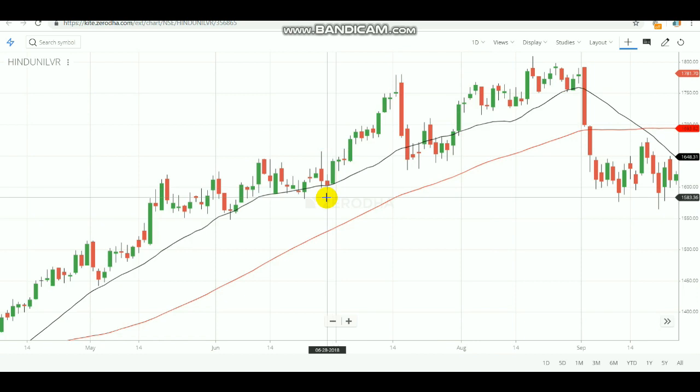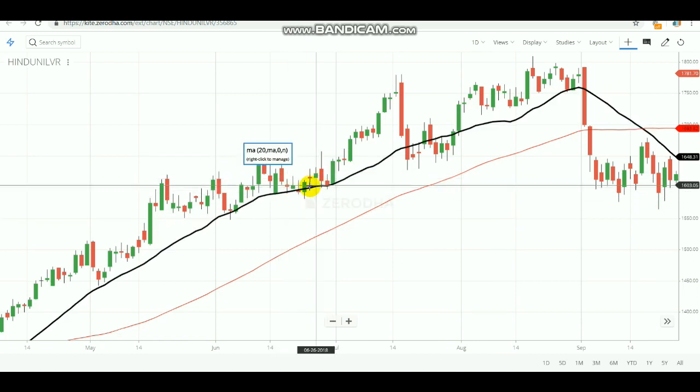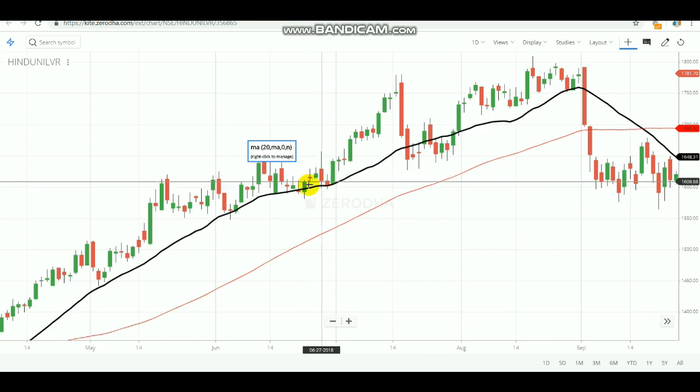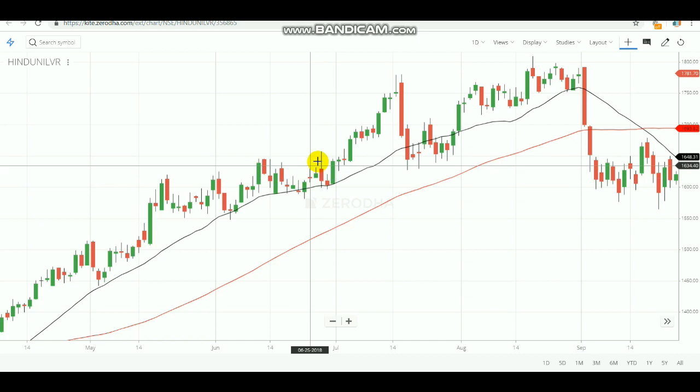Like this, if a candle closed below, and again the candle came up, that means it's showing that Hindustan Unilever is still in a positive trend only. So again you can make a perfect entry and reap the profits like that.